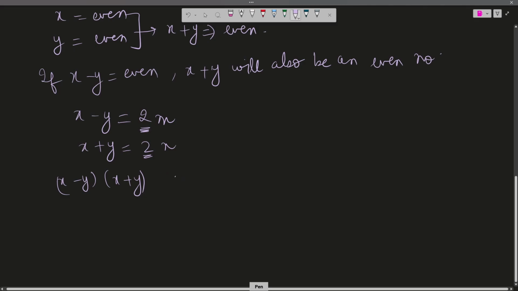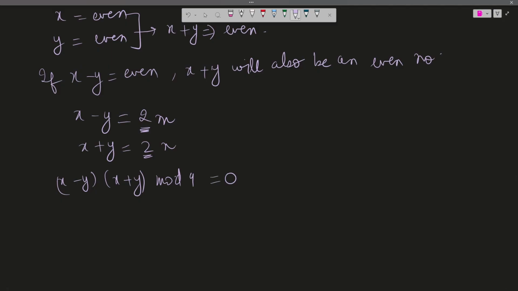Divisible by 4, right? Or giving the remainder 0. This is how we can prove that x plus y into x minus y will be divisible by 4 and leaving the remainder 0, which is represented in this manner.